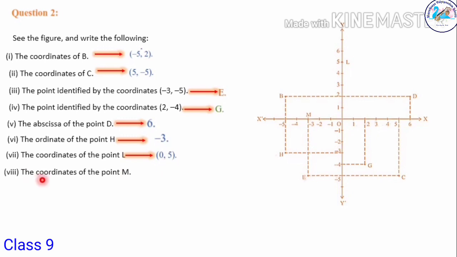Next is the coordinates of the point M. So M is here, and first one is the x value. X-axis value is -3 and y-axis value is 0. The point M is marked here. When you move to the y-axis it meets at 0. So the point is -3, 0. X-axis value is -3 and y-axis value is 0.